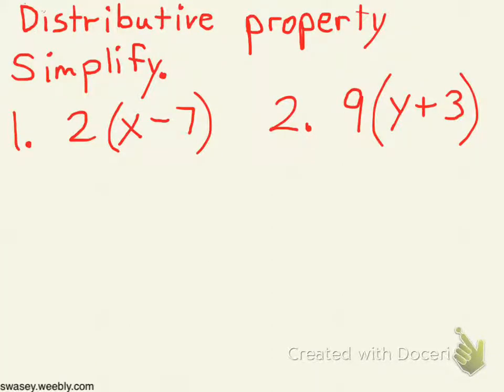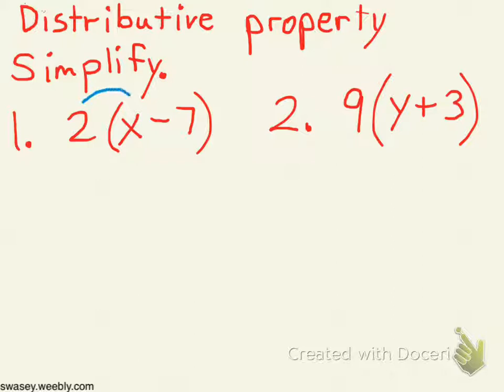Welcome back. In this video we're going to focus on the distributive property. So the distributive property works when you have multiplication over addition or multiplication over subtraction. And so you'll notice on number 1 we've got 2 and then in parentheses x minus 7. So the parentheses are grouping the x minus 7 together, and that whole difference is being multiplied by the 2.